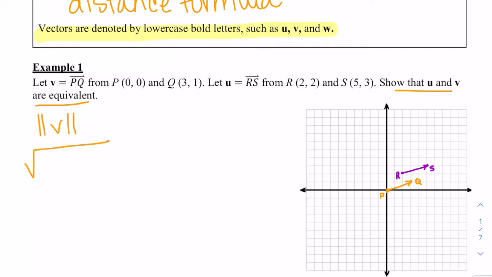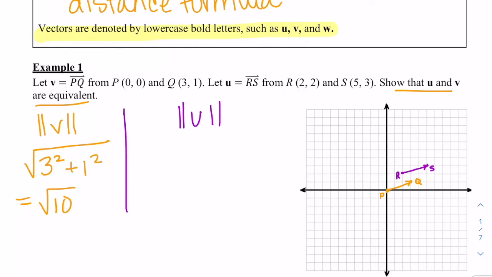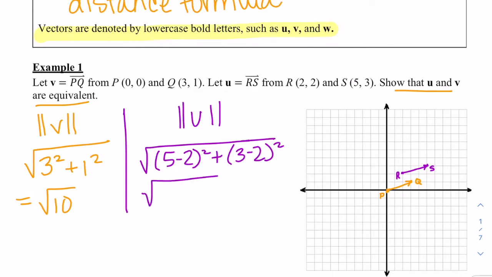So V is not too bad. It's just from 0, so it's just going to be 3 squared plus 1 squared, which is equal to the square root of 10. And then if I look at U, I just have to use some subtraction and make a little line here so you can see it. So we're going to have 5 minus 2 squared plus 3 minus 2 squared. And you can see really easily that that's going to be 3 squared plus 1 squared, which is also the square root of 10, right? So perfect. They have the same distance, same length, same magnitude. That's what we're looking for.